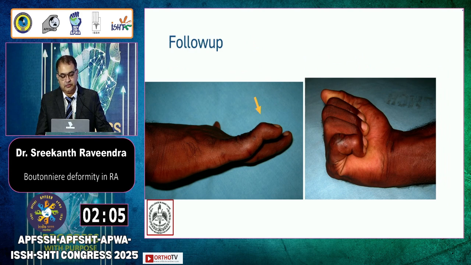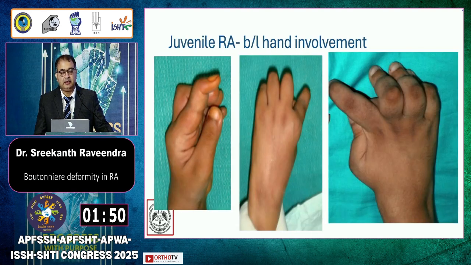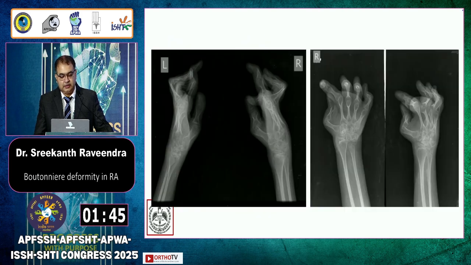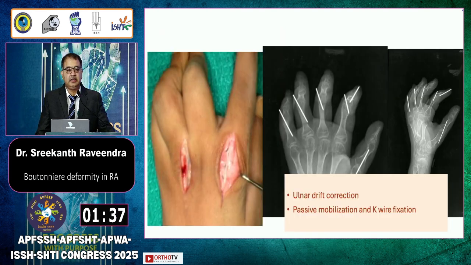And that's the follow-up. And usually there is a combination of deformities: swan neck, Boutonniere, and ulnar drift. As Dr. Sunitha said, we have to correct the proximal joint first, especially the MCP, then the rest can be corrected. And this is one of the cases of juvenile rheumatoid arthritis, with bilateral hand involvement, and in the X-ray, severe hip deformity that underwent total hip replacement. So what we did is the ulnar correction and temporarily fixed the PIP after manipulation with a K-wire. However, that helped and it went on to natural fusion.